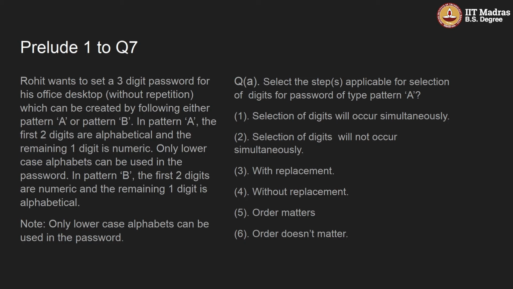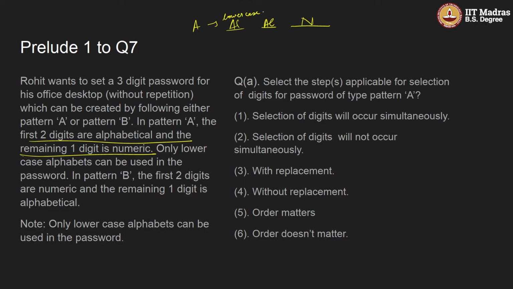In pattern A, the first two digits are alphabetical and the remaining one digit is numeric. So for pattern A, the first two digits are alphabets, these are two alphabets, and the one digit is numeric. Only lowercase alphabets can be used in the password. The condition is lowercase.